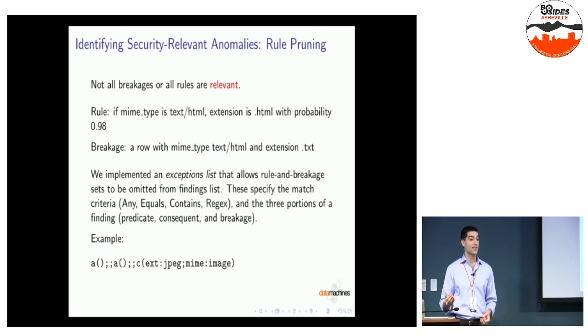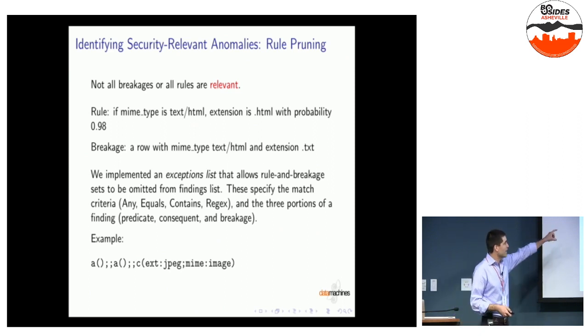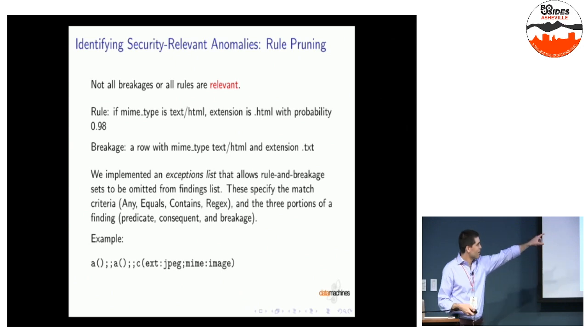Okay, and then the last thing you're going to want to do, even if you've taken these steps to pick good features and use the right metric for figuring out which rules are cool and which ones you're not going to care about, you're still going to get garbage rules. And I don't mean incorrect ones, I just mean boring ones. If the MIME type is text/HTML, then the extension is .html with a high probability. You find some breakage. Someone's got a MIME type of text/HTML and extension .txt. It's the bad guys. It's not the bad guys, right?